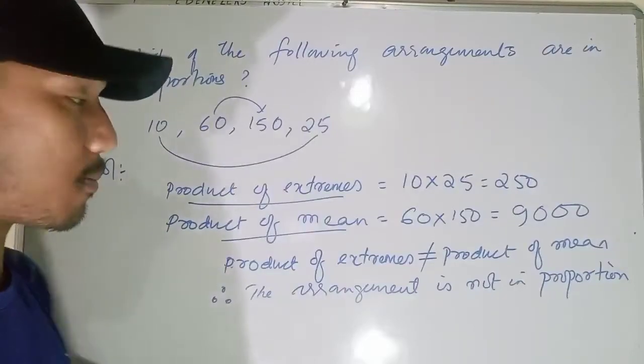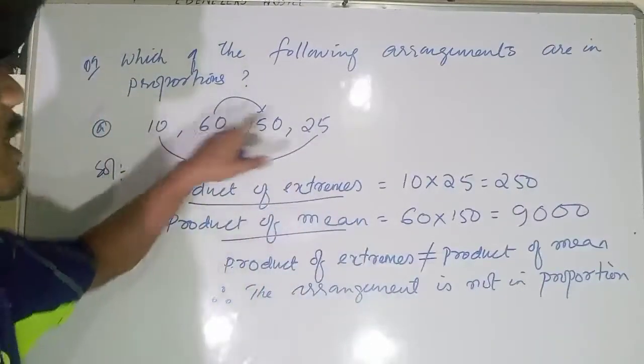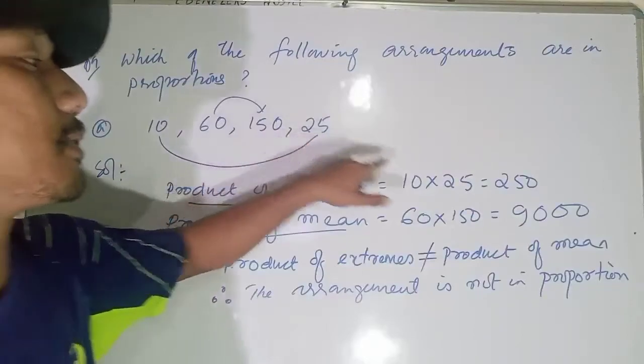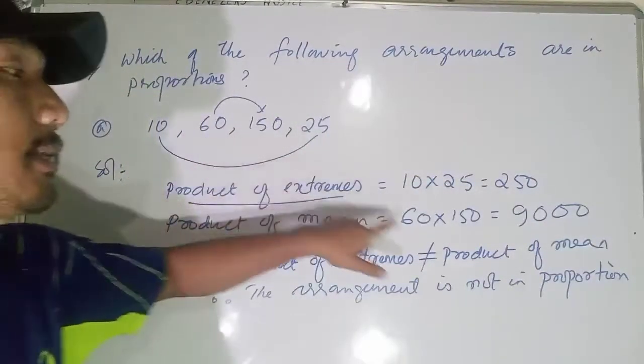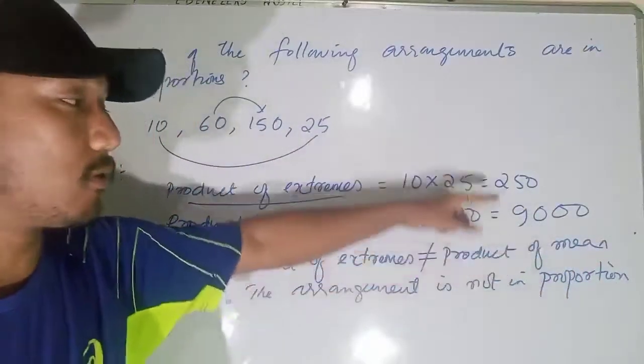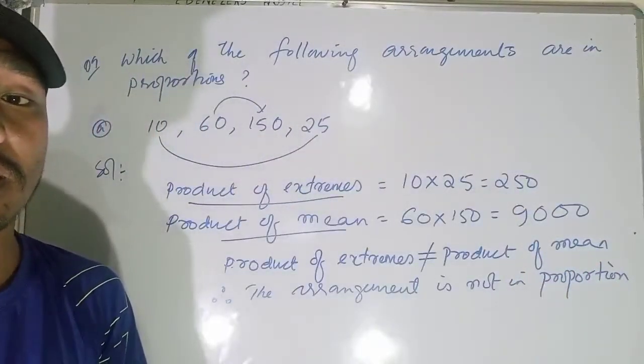The product of the extremes, the two corners, is 250, and the product of the two means, the middle ones, is 9000. Since they are not equal to each other, we cannot say they are in proportion.